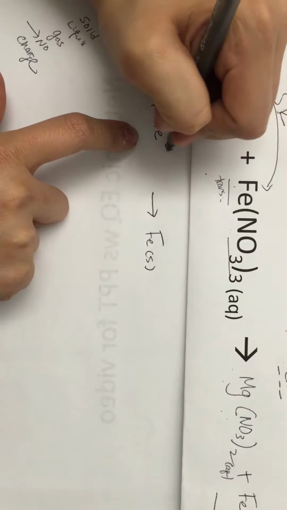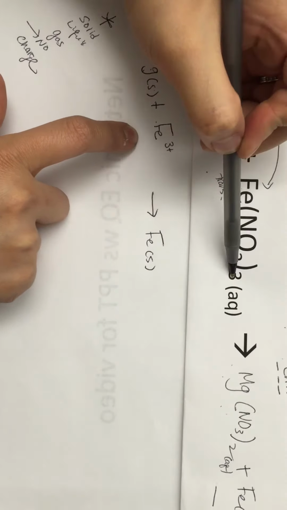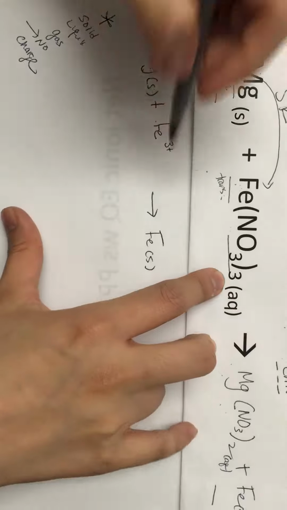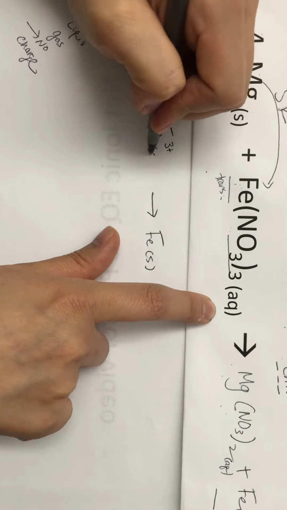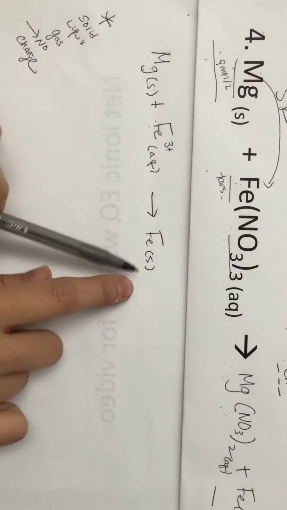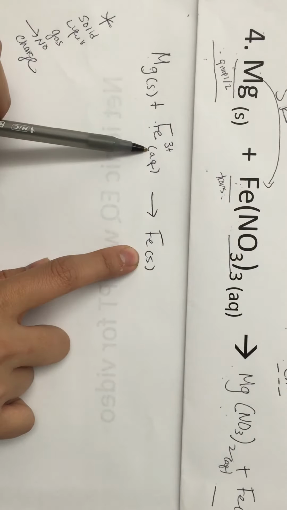Now, what's the charge for this specific iron? And the answer is 3, because it's right here. And I'm going to say, what's the state for this one? Well, this one came from this, so it is aqueous, okay? And I move on to the other side. So iron and iron are matched up.